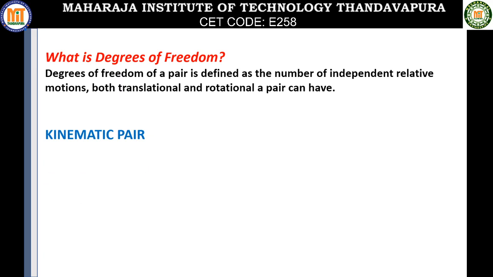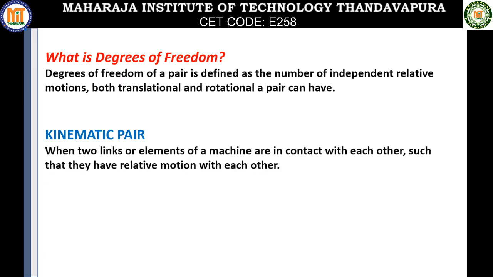In fact, a kinematic pair can be defined as a combination of two or more links or elements of a machine which are in continuous contact with each other, in such a way that they have relative motion with respect to each other. Very important. Both conditions have to be satisfied for becoming a kinematic pair. They should be in direct contact with each other and they should have relative motion with respect to each other.